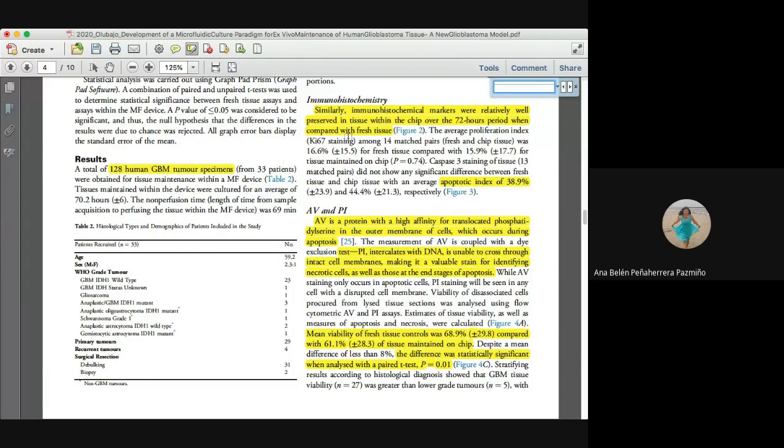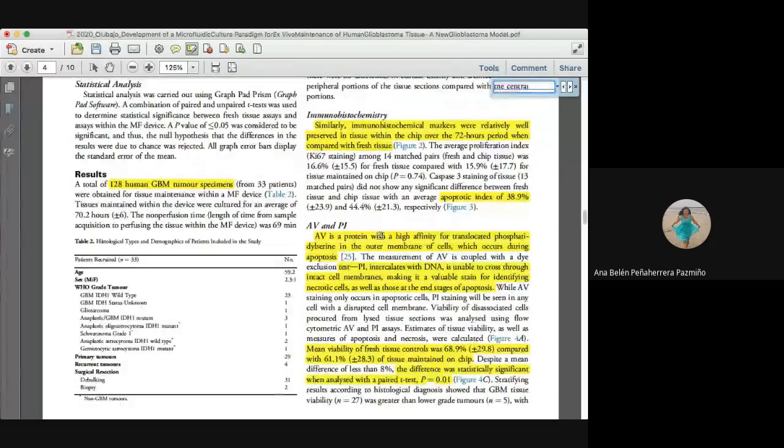So they perform these tests, the immunohistochemical markers. They use the proliferation staining, Ki67, and also the Caspase-3 staining in order to calculate the apoptotic index. They measure this average apoptotic index, and they saw that it is statistically different. They also use the Annexin V protein and also PI, which is the dye exclusion test, to check necrosis.